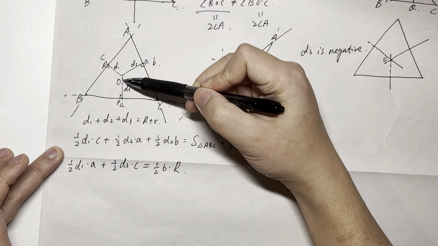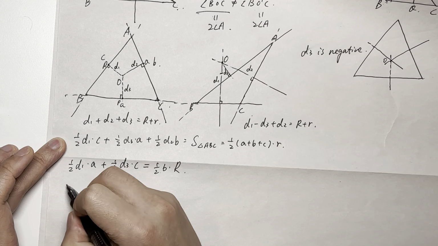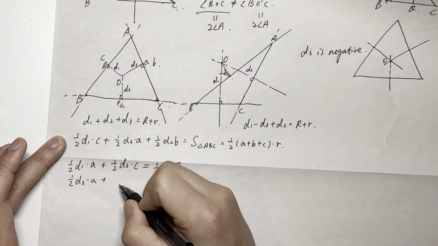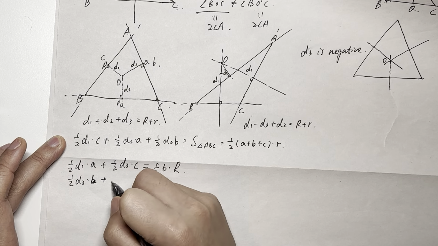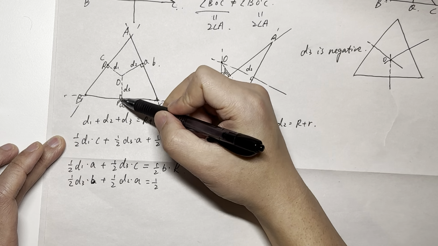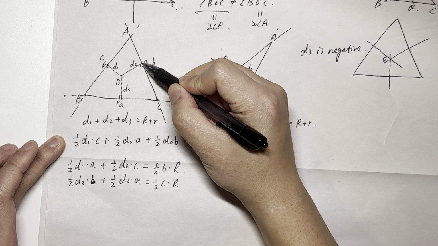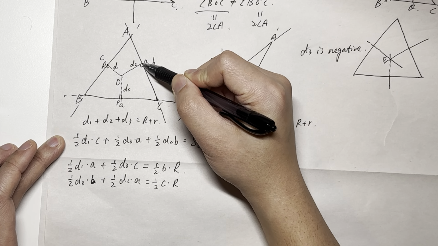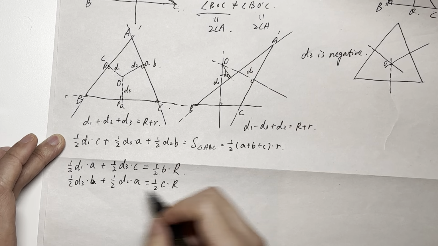Okay, that's from the RBPO. What about OPCQ? We can still use Ptolemy theorem, right? We get half of D3 times A plus, this edge is B, and D2, so half D2 times A equals half C times R, right? PQ is half AB because P is the midpoint, Q is the midpoint. So PQ is half AB, which is half C, times R. R is CO, right? That's Ptolemy theorem.